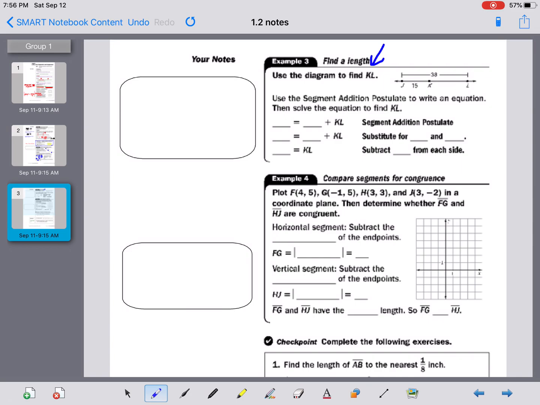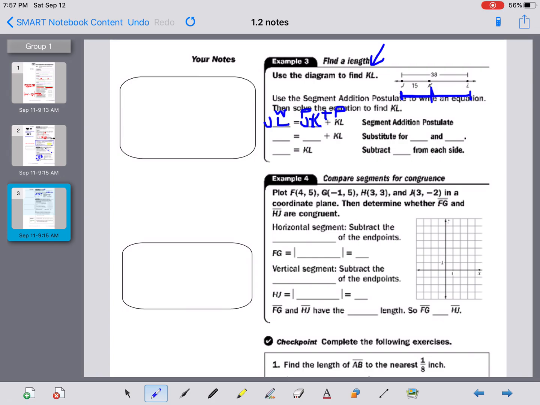So I look at the picture and I definitely have some parts and some whole. So I'm thinking whole equals part plus part. Well, the whole thing goes from J all the way to L, so I'm going to call the whole thing JL. One part of it that I already know is J to K, and then I'm looking for KL, which is the second part of it.